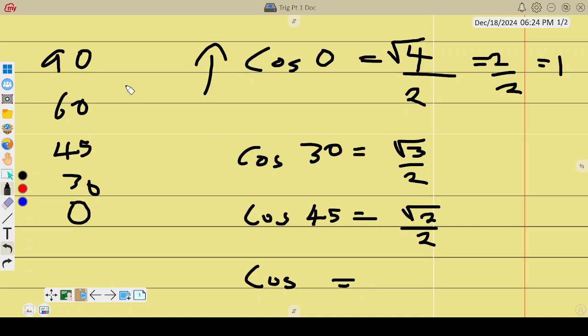And then cos 90, it's 0, because there's no number above 0. So we'll say square root of 0 over 2. So cos 90 always know it's 0, but sin 90 is 1. Sin 90, what is sin 90? Yeah, sin 90 is 1. So this is the introduction to special angles.